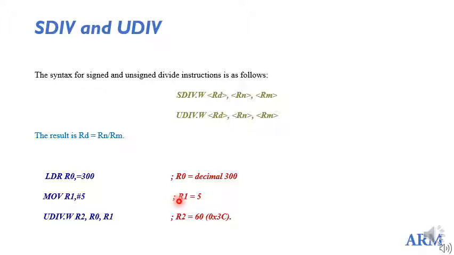Next is the udiv operation, that is udiv.w R2, R0, R1. So it is going to perform R0 divided by R1, and the quotient will be stored in R2. R0 is 300, R1 is 5. So 300 divided by 5 will be equal to decimal 60. That will be stored in R2. That is, its hex equivalent is 0x3C. This will be stored in R2.